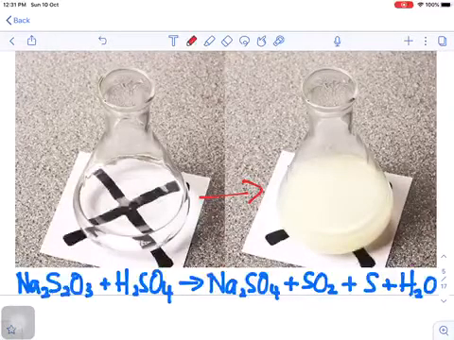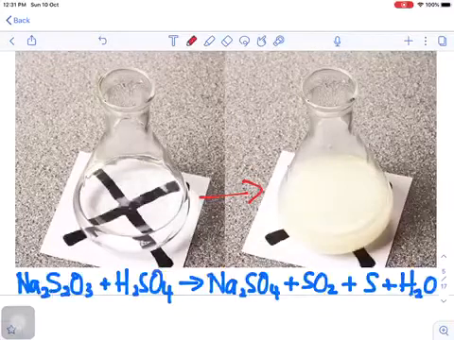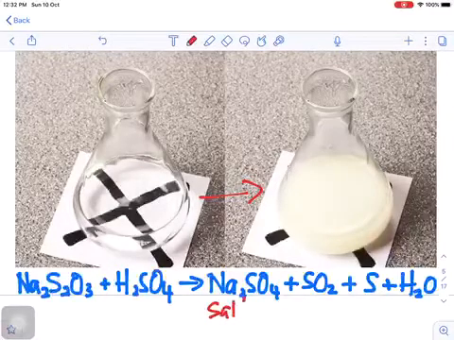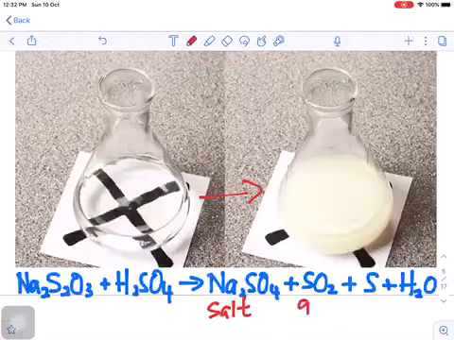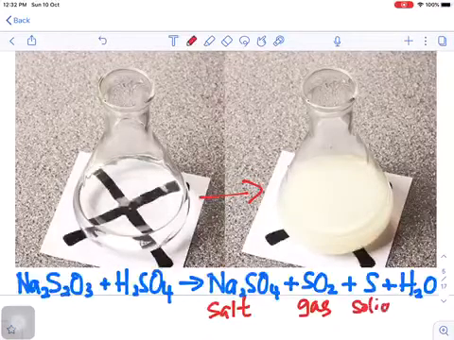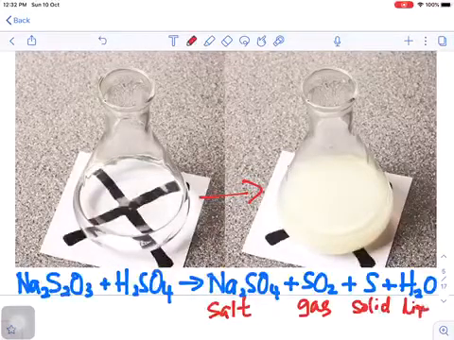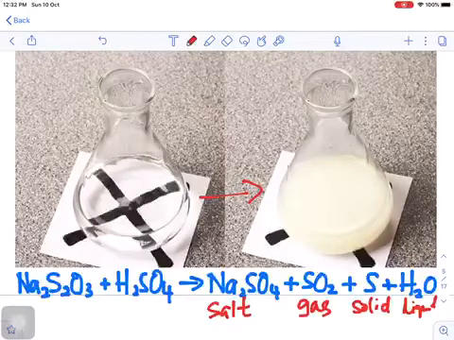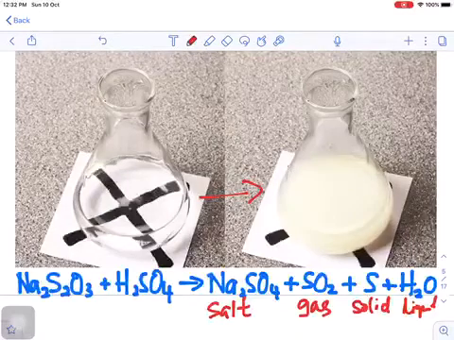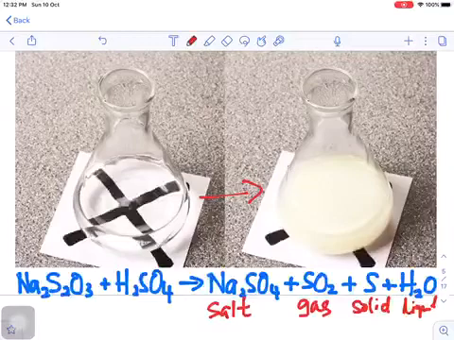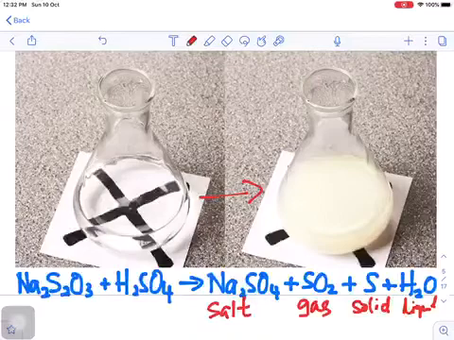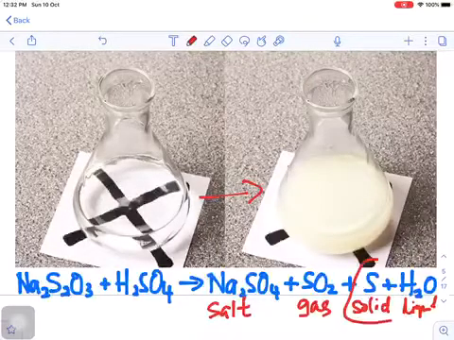So what happens during the reaction? Sodium thiosulfate reacts with sulfuric acid, which produces sodium sulfate, which is a salt, sulfur dioxide, which is a gas, sulfur, which is a solid, and water, which is a liquid. Sodium sulfate is a soluble salt, so actually it is a colorless solution. What makes the X mark disappear from view is normally the sulfur, because sulfur is a solid.